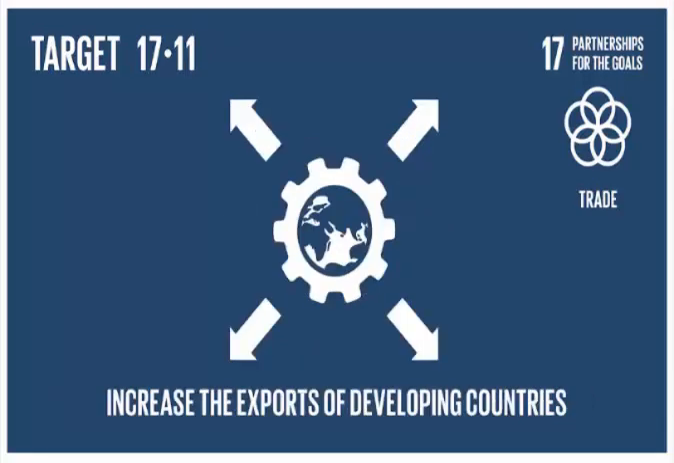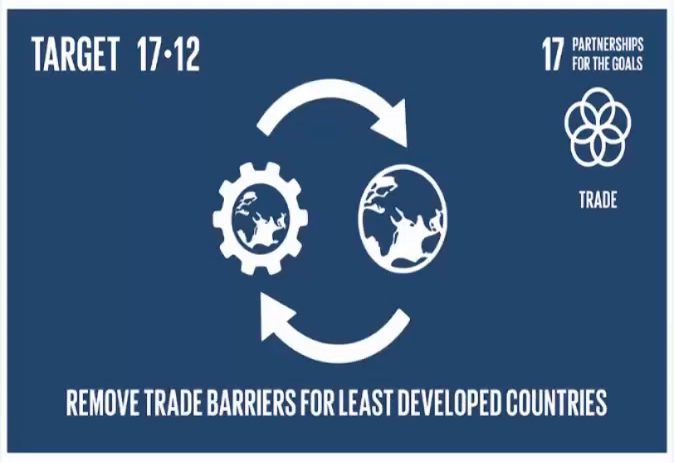Target number 11. Significantly increase the exports of developing countries, in particular with a view to doubling the least developed countries' share of global exports. Target number 12. Realize timely implementation of duty-free and quota-free market access on a lasting basis for all least developed countries, consistent with the World Trade Organization decisions, including by ensuring that preferential rules of origin applicable to imports from least developed countries are transparent and simple and contribute to facilitating market access.